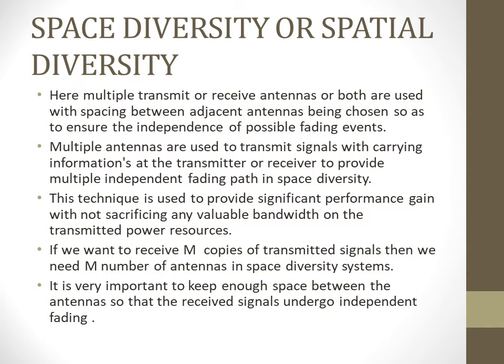There is a space between the adjacent antennas, and the transmit or receive antennas, or both, are multiple, that is, more than one. There is a space between these adjacent antennas to ensure independent, possible fading events. These multiple antennas are used to transmit signals carrying information at the transmitter or receiver to provide multiple independent fading paths in space diversity.